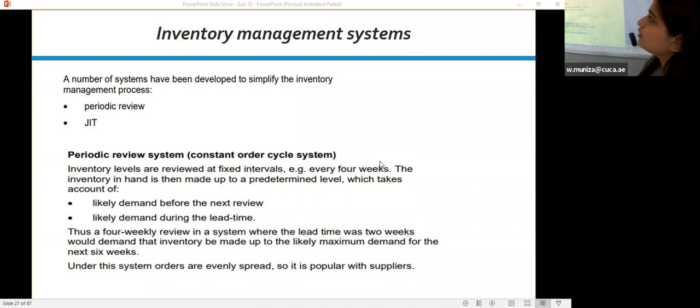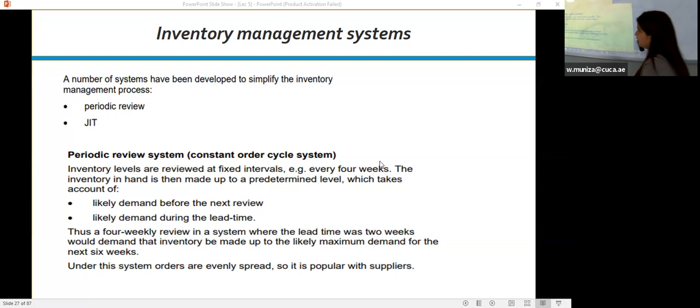They say, a number of systems have been developed to simplify the inventory management processes: periodic review, just in time. Periodic review systems, constant order cycle system. In this, a constant order cycle will be there. The reorder level can change, but the reorder quantity will be the same. Inventory levels are reviewed at fixed intervals, that is every 4 weeks. The inventory in hand is then made up to the predetermined level, which takes account of likely demand before the next review, likely demand during the lead time.